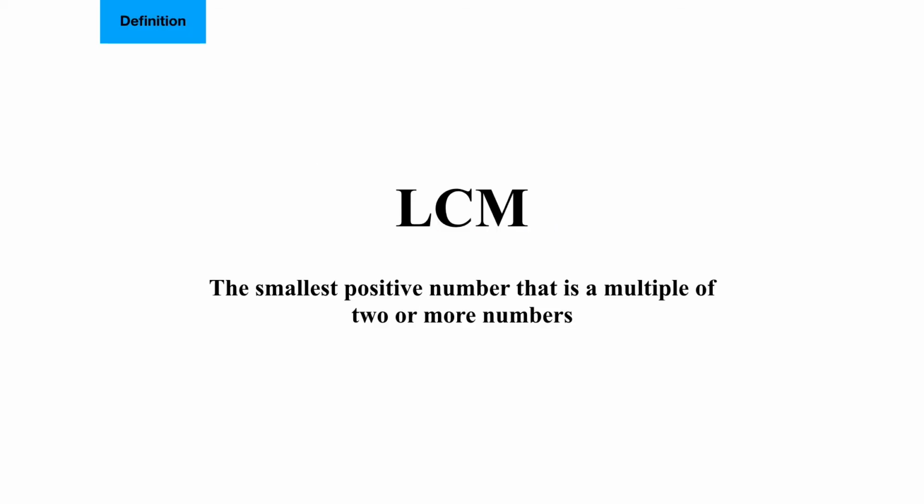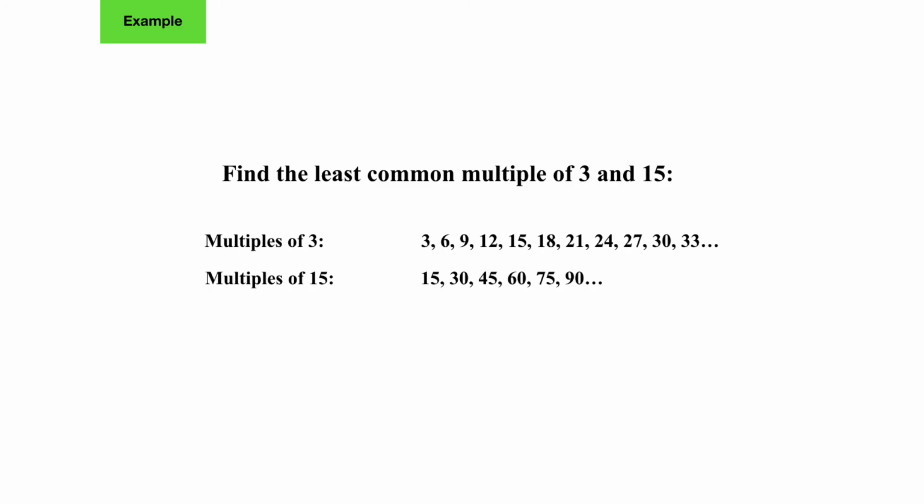Now we can get to defining the lowest common multiple. The lowest common multiple is the smallest positive number that is a multiple of 2 or more numbers. So if we need to find the least common multiple of 3 and 15, for example, we first need to list the multiples of 3 and list the multiples of 15.